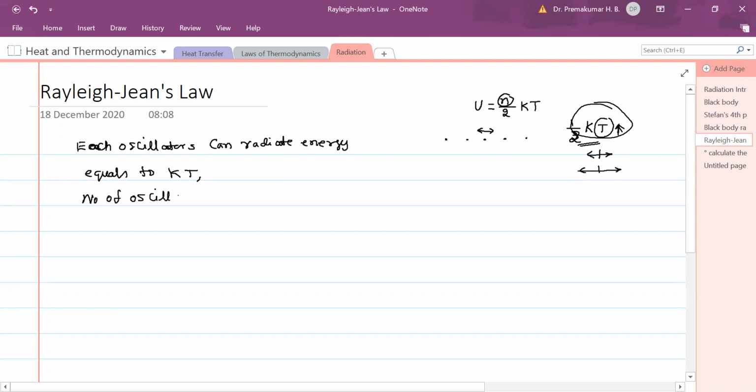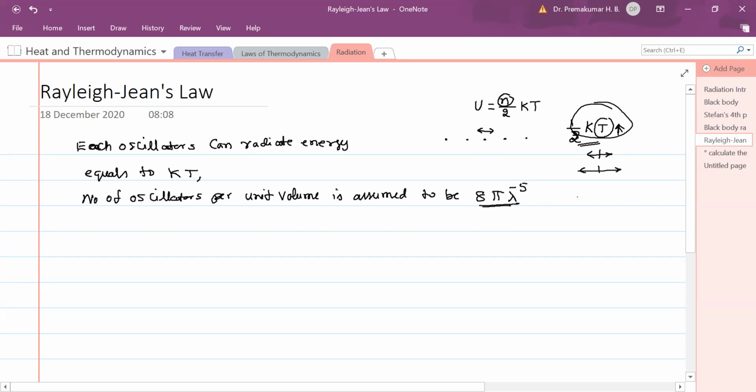Straight away we are not deriving this one, we are taking a glimpse of Rayleigh-Jeans law. The number of oscillators per unit volume is assumed to be given by 8 pi lambda to the power of minus 4. This is how they define the number of oscillators.